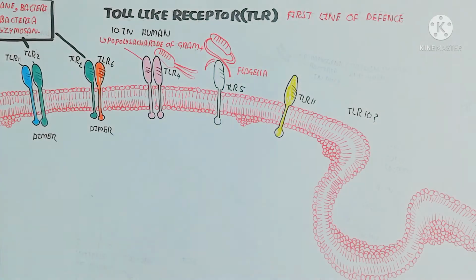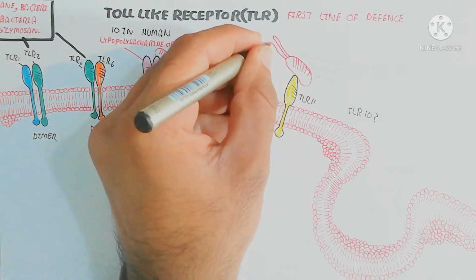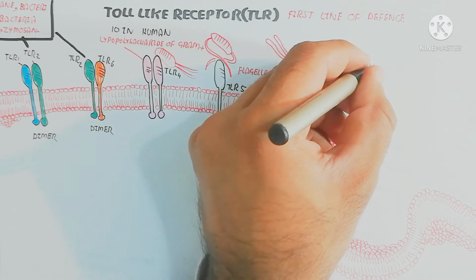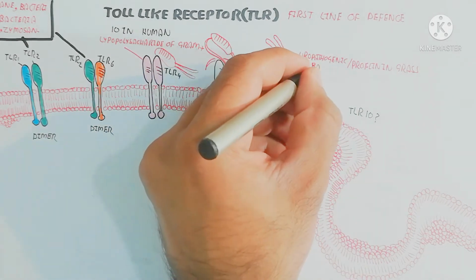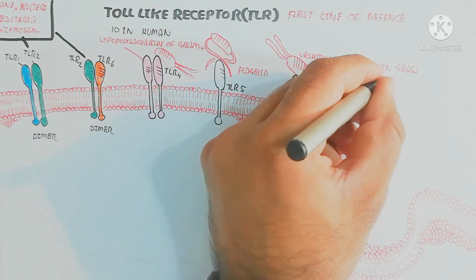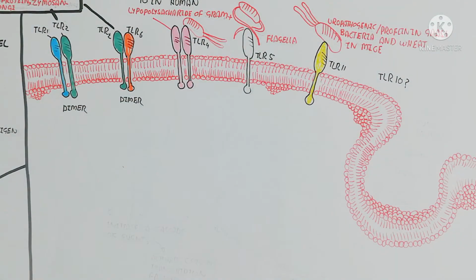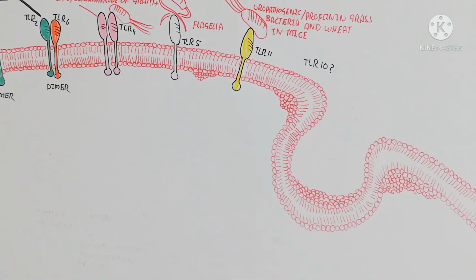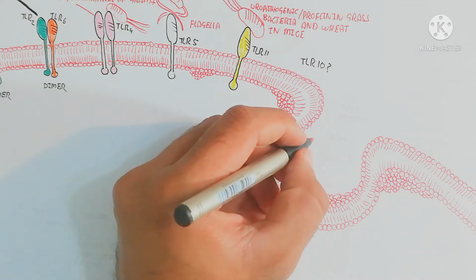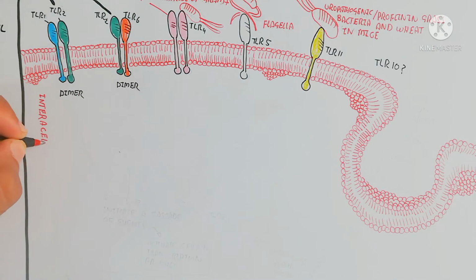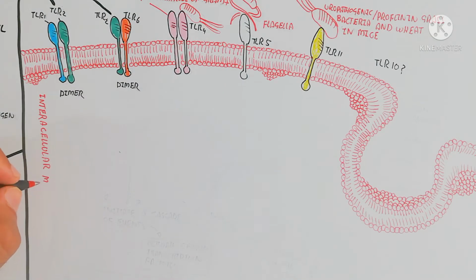In this way, the lipopolysaccharide of gram-negative bacteria is detected through Toll-like receptor 4, while the flagella is detected through Toll-like receptor 5, and Toll-like receptor 11 detects uropathogenic bacteria and profilin in mice, which is detected from the bacteria.